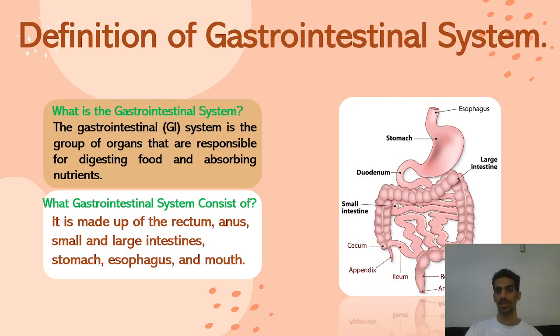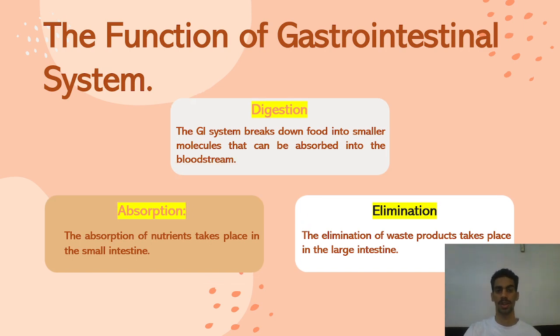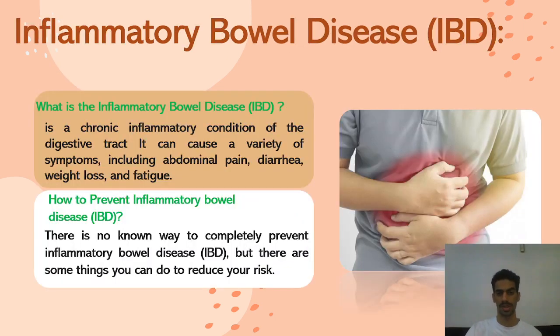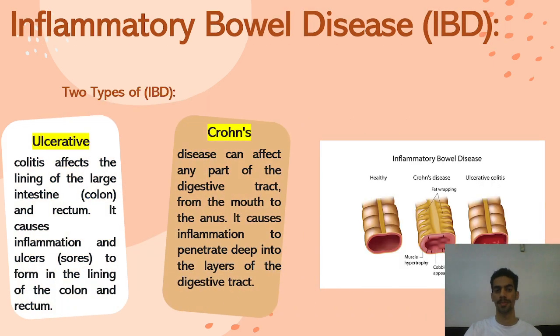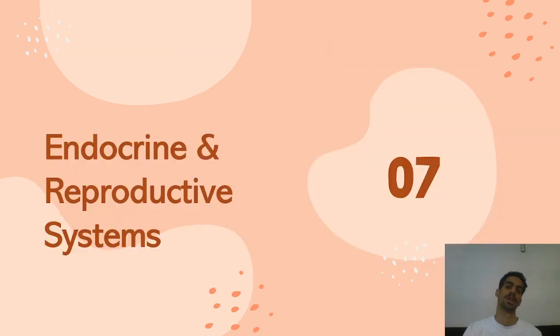Definition of the gastrointestinal system, the function of the digestive system. Here are diseases like IBD. Here is the capsule endoscopy camera that helps the doctors and is made by biomedical engineers.